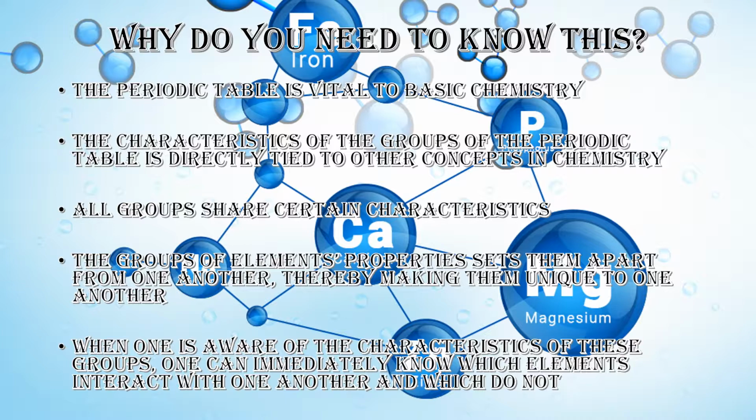Each group is sort of like a family. Each group is a family, and each family is different from one another. When you know the quirks of each of these families, you will immediately know which elements will interact with ones from a different family.